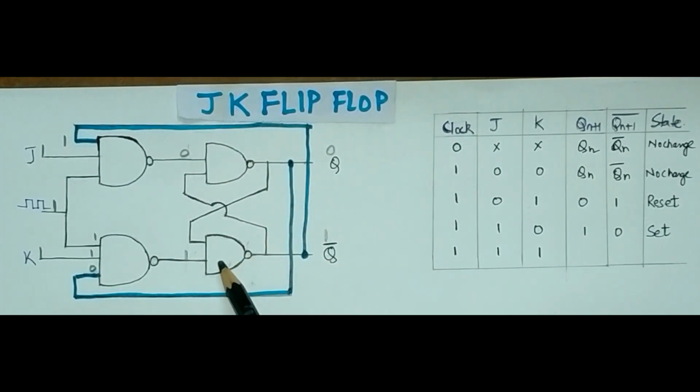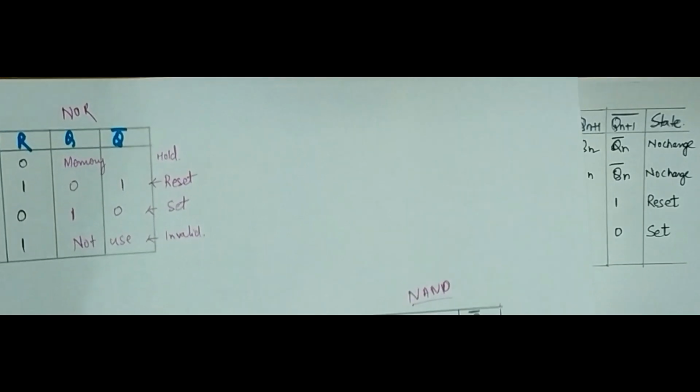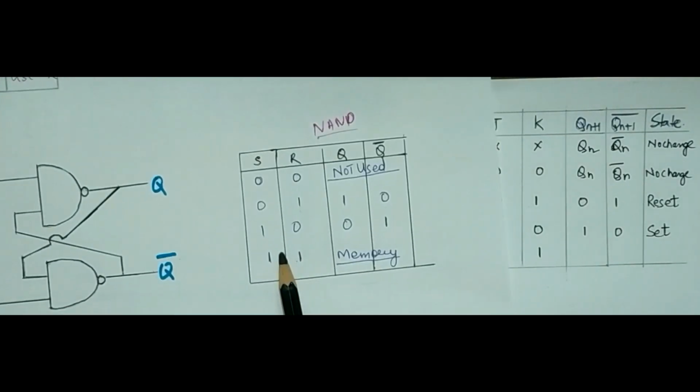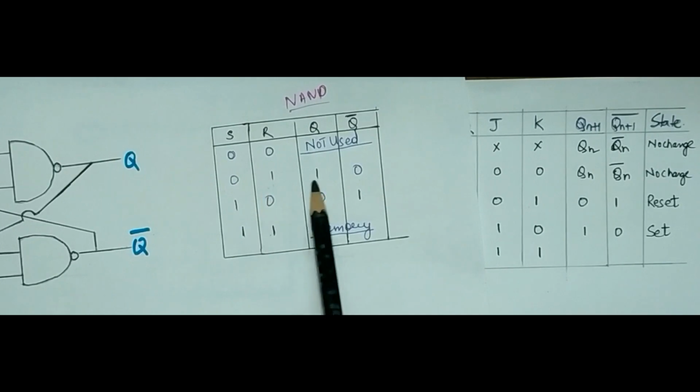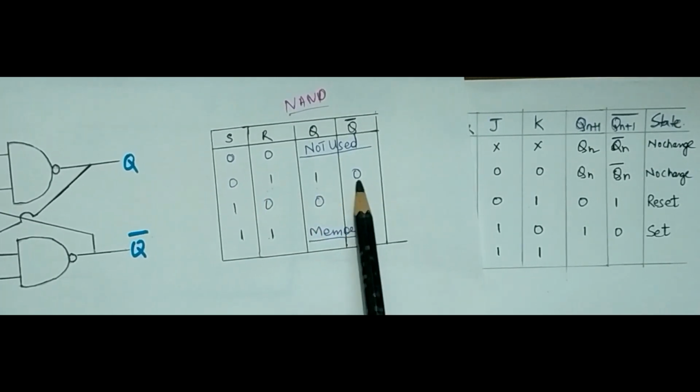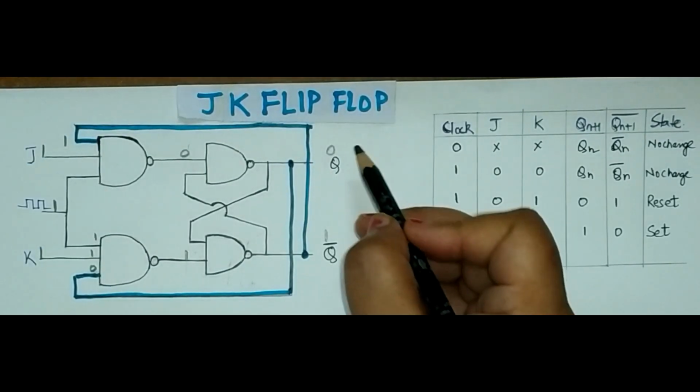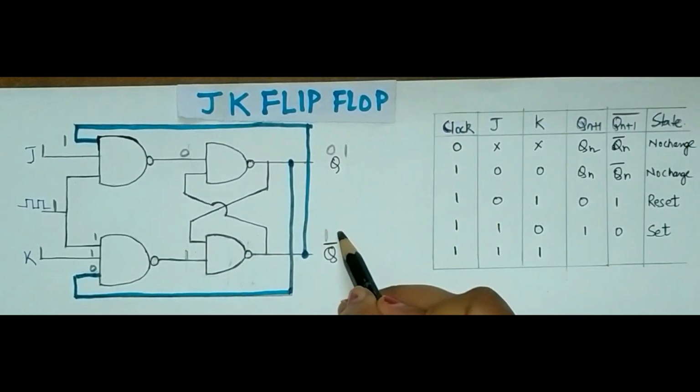If you remember the NAND gate SR latch, what was the truth table? We discussed it in the previous class. When my input is 0 and 1, then the value of Q is 1 0. So what will happen? My input will change to 1 0.